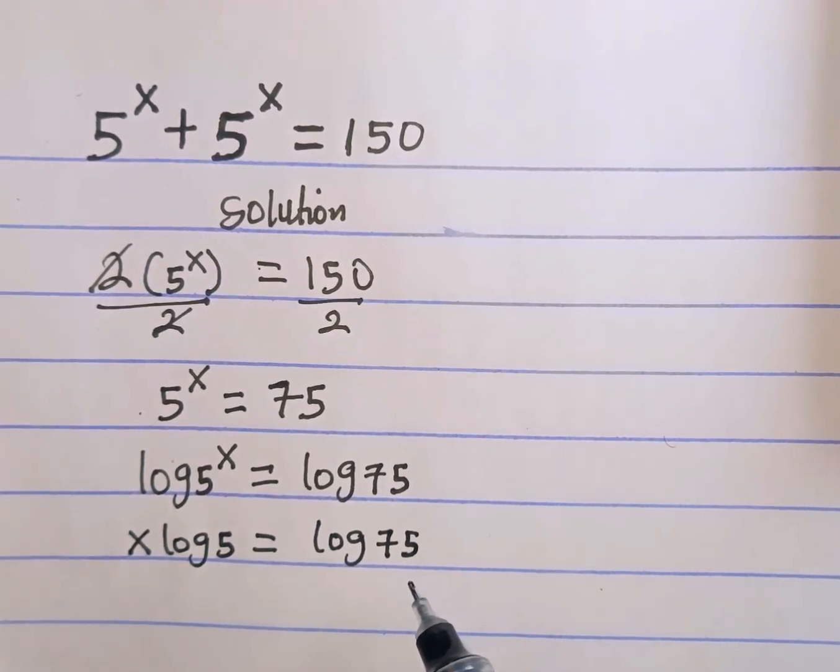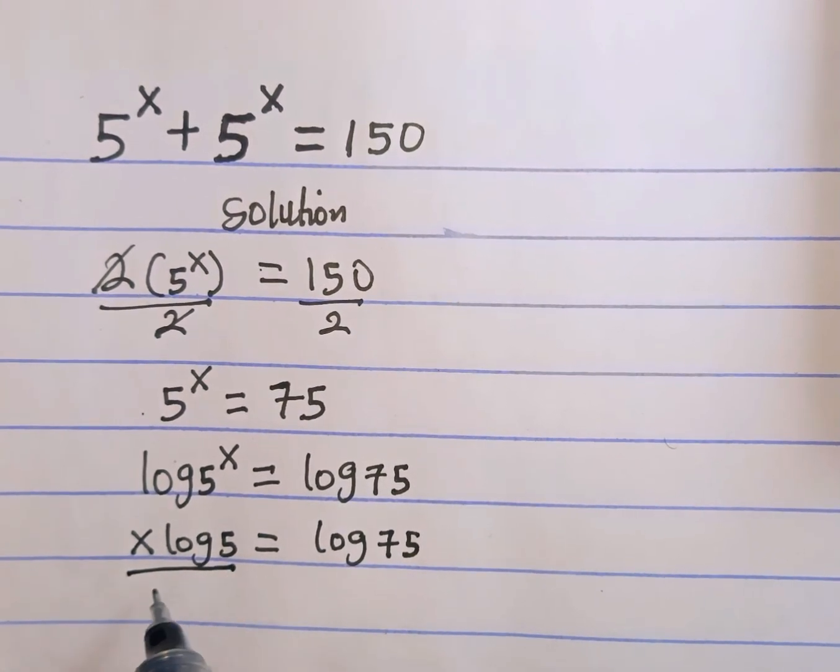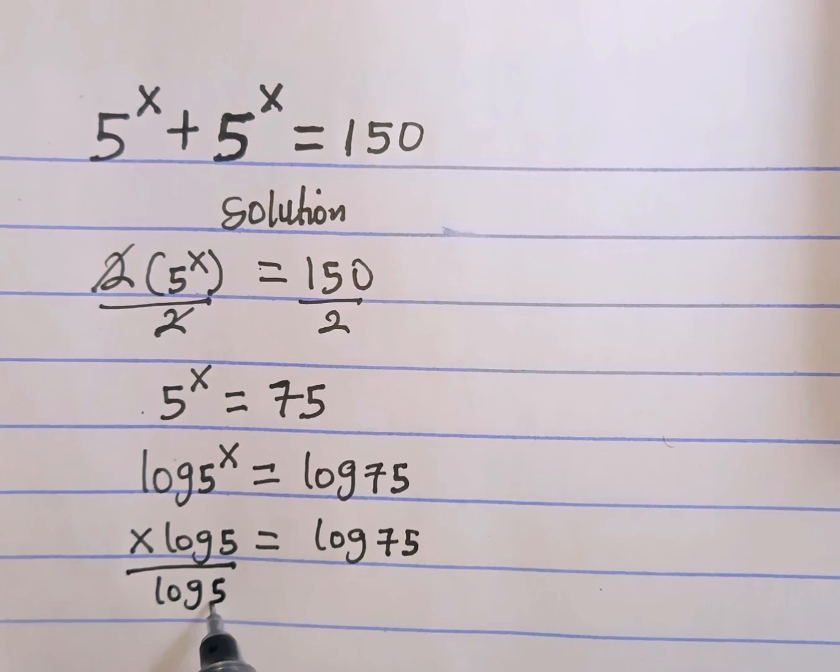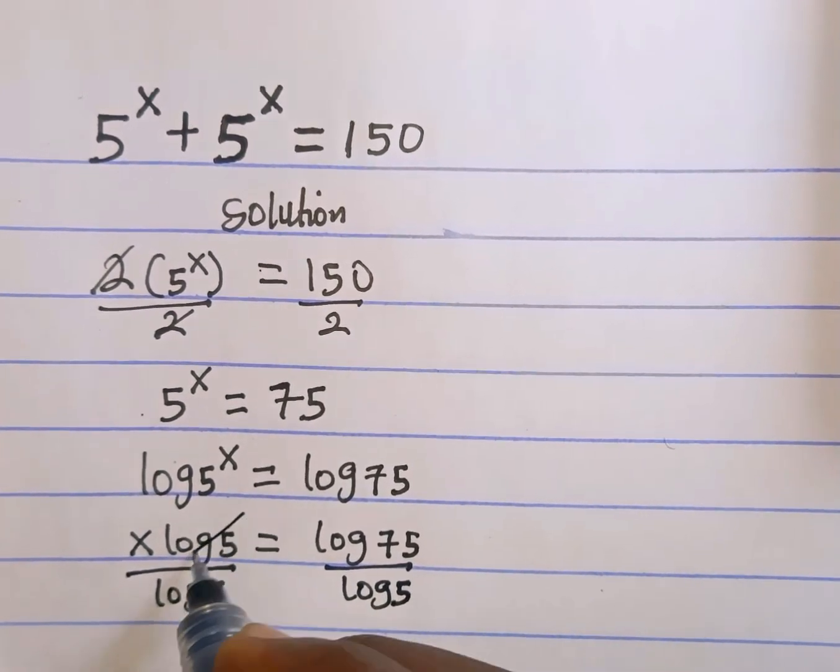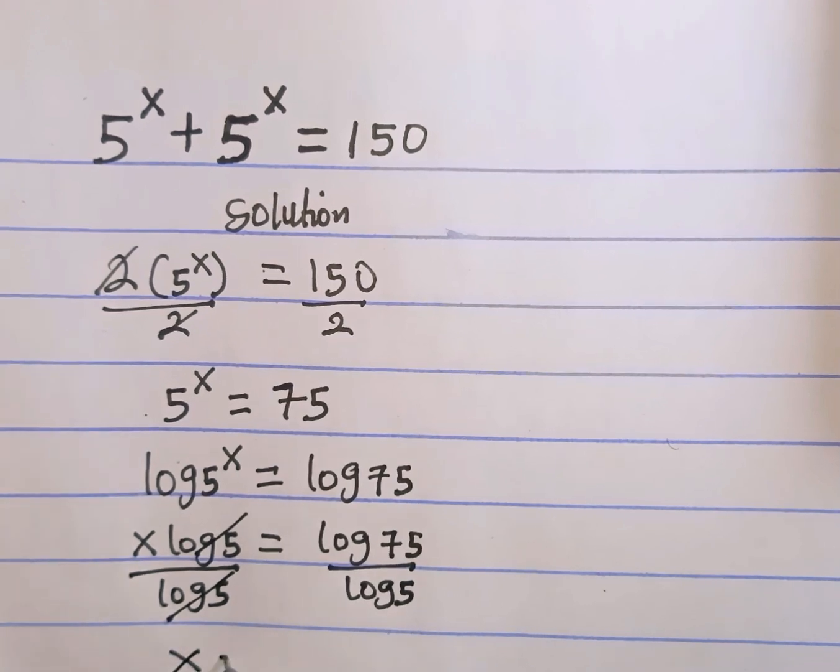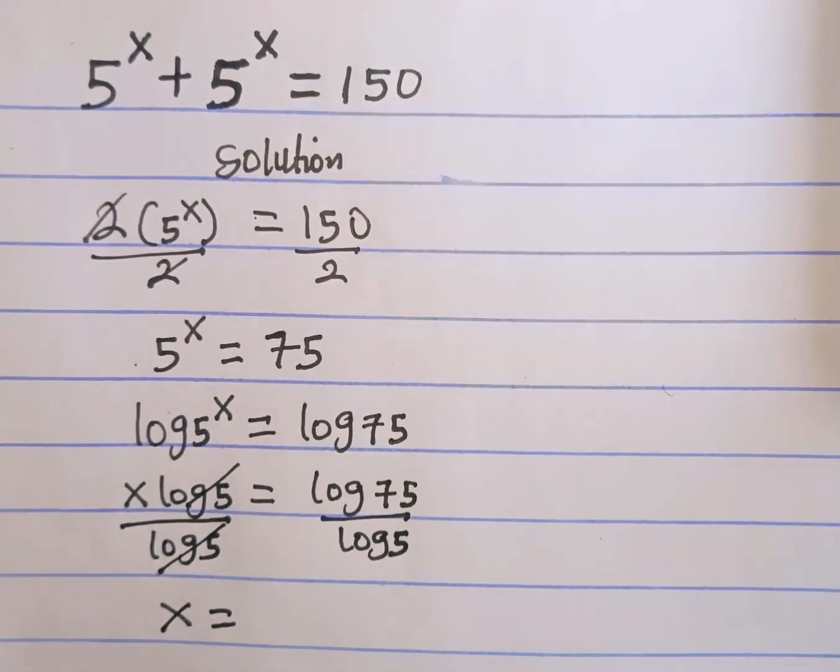So the next step is to divide both sides by the coefficient of x. Remember, we are looking for the value of x. So when we divide both sides by the coefficient of x, which is log of 5, then we do the same thing to the right hand side, which is log 5. So this will cancel this. x now will be equal to, here is the value of x, but we are going to simplify further.